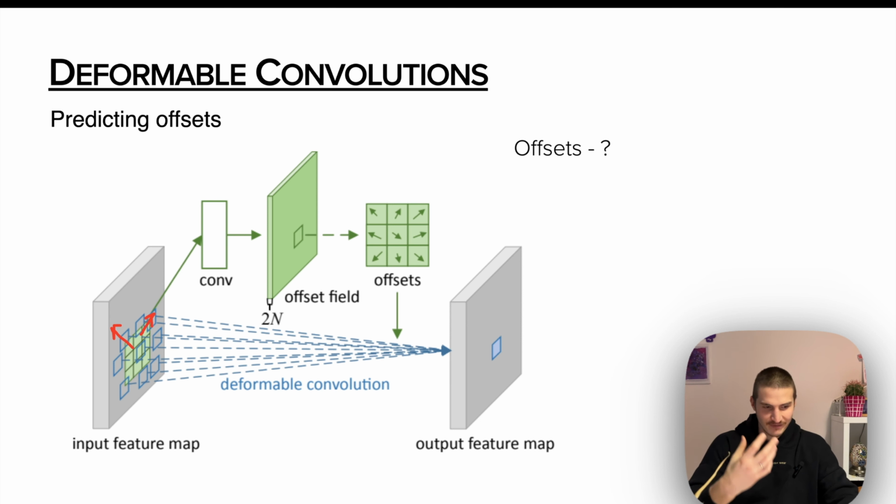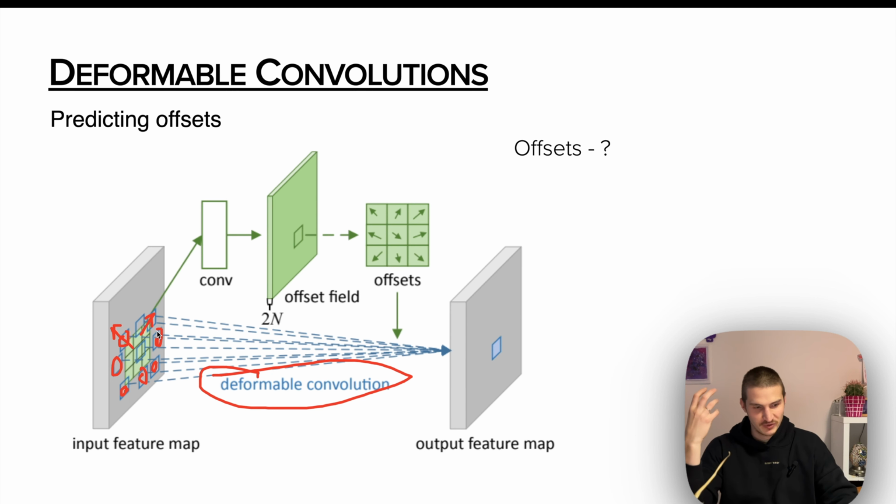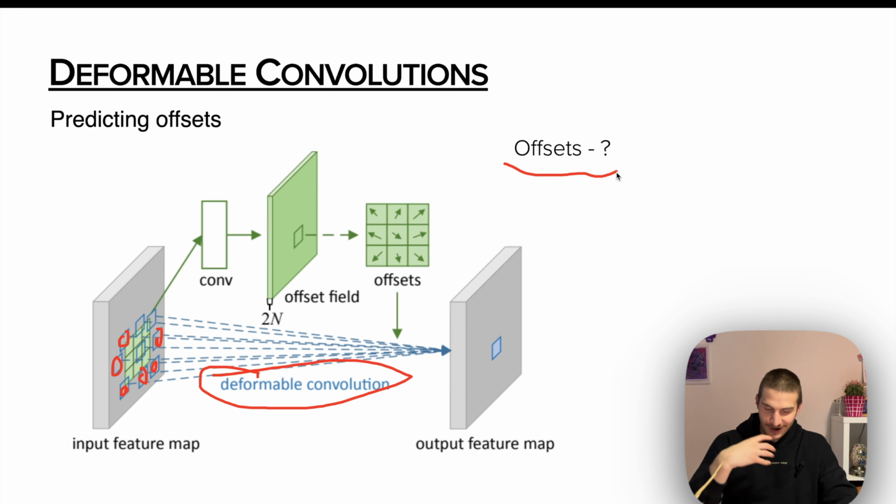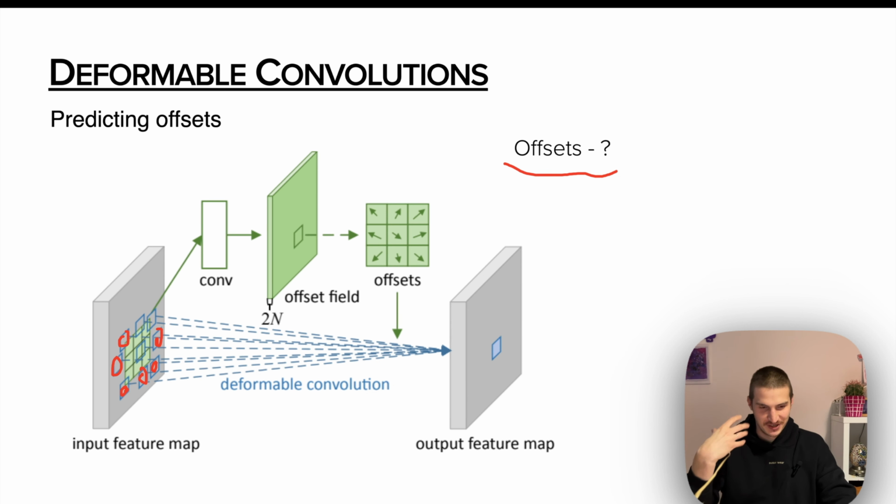Then, when you have these offsets, the real convolution, the deformable convolution, looks at these offset pixel locations and just performs the normal convolution operation. So you have your kernel weights, you multiply them with the actual pixel content, you get your output. So now the main question is, how will this offset prediction branch of the layer work?